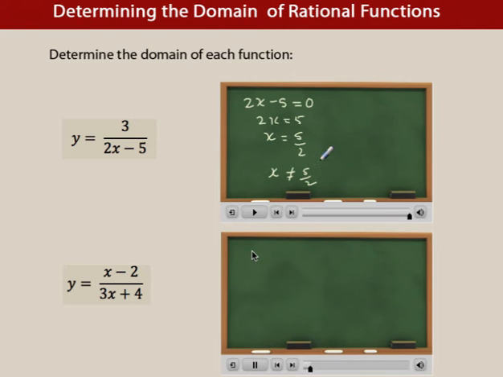We can't have 3x plus 4 equal to 0, so let's set it equal to 0. And we'll move that 4 to the other side. 3x equals negative 4. Divide by 3, so x is negative 4/3. That's when it is 0, so we can't allow that. So we say that x is not equal to negative 4/3.